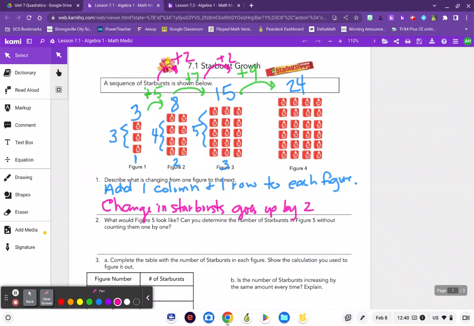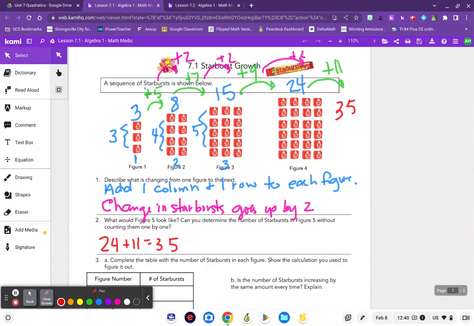All right, what would figure 5 look like? Can I determine the number of starbursts in figure 5 without counting them one by one? So I'm actually going to use this idea that we just talked about, right? If the change in my change is 2, that means that I would have to add 11 to 24 to get the next set of starbursts. So 24 plus 11 would be 35 starbursts, right? 24 plus 11 gives me 35.